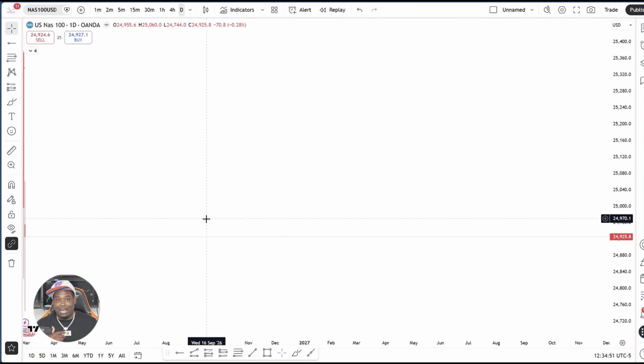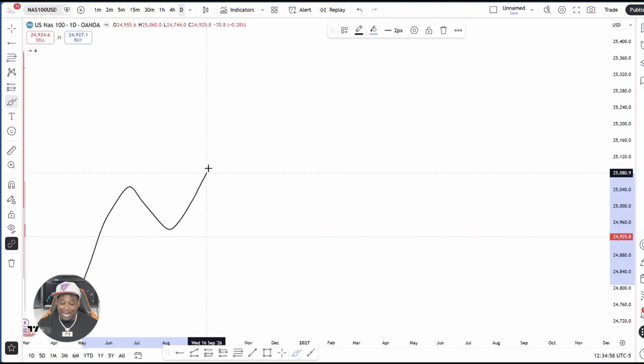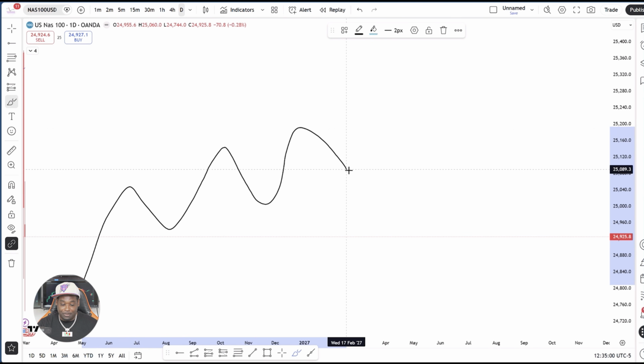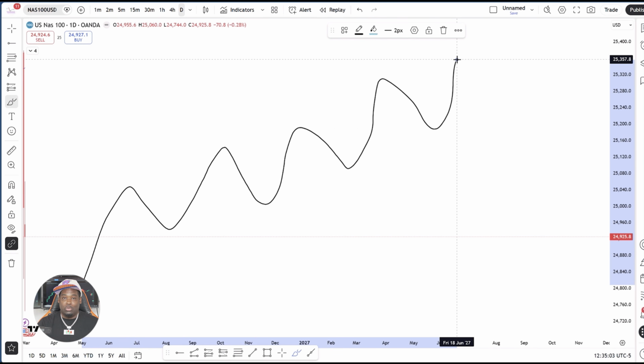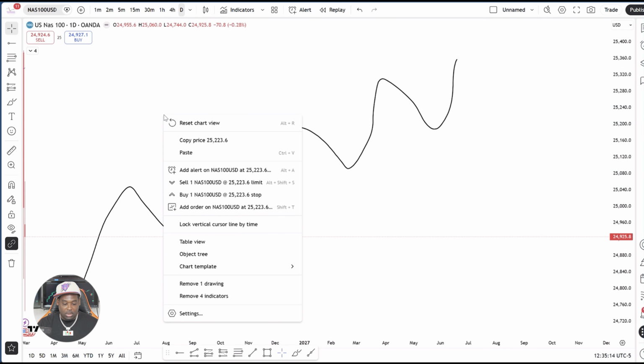This is the problem that I had when I first started out. Everyone shows you this when they talk about market structure. They only talk about higher highs, higher lows. That's it. But I want to show you this first because this is a simple way to break down market structure. But I'm telling you right now, if you're only looking at market structure this way, you're going to have a hard time.